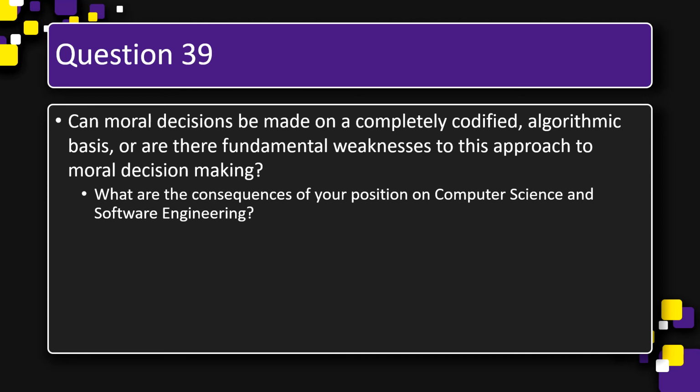Question number 36, which of the 5 workable theories are closest to the golden rule? Question 39, can moral decisions be made on a completely codified algorithmic basis, or are there fundamental weaknesses to this approach to moral decision making? In addition to that, what are the consequences of your position on computer science and software engineering as a whole? How does it change how we develop software? And in particular, what does that mean for developing AI? Can it be moral or ethical? Or do we have to make sure that there are checks put in place to make sure that AI is moral and ethical in another way?